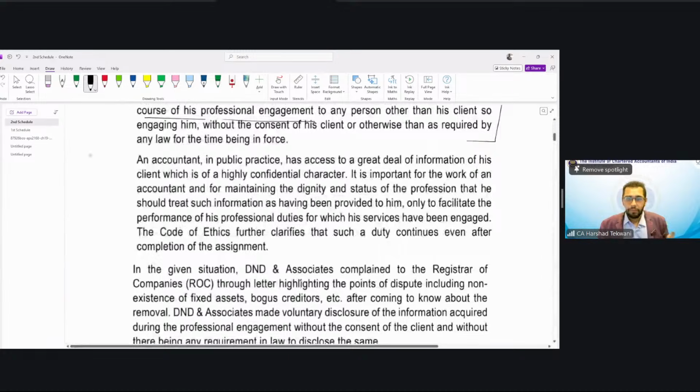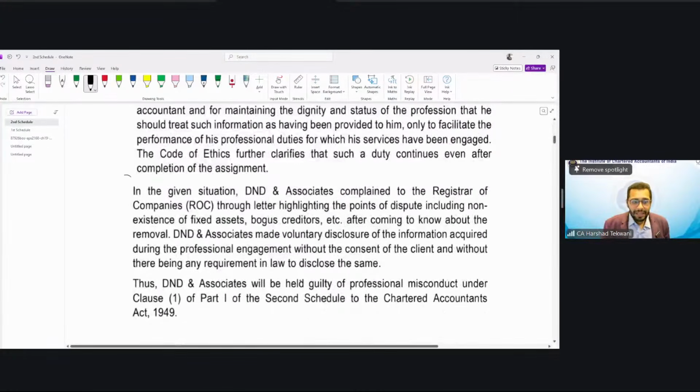Okay, again, now you need to specify the current scenario. What is the scenario? In the given situation, D&D and Associates, through their letter highlighting the points of the dispute, including non-existence of fixed assets and bogus creditors, disclosed it to the ROC. This was a voluntary disclosure of the information, without the consent of the client, where there was no requirement of the law. Hence, in this case, D&D and Associates will be held guilty of professional misconduct.